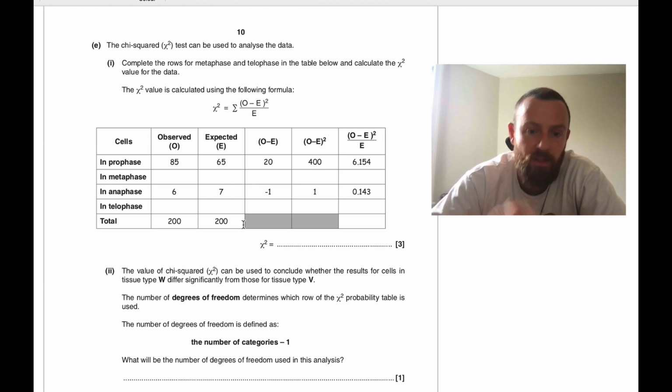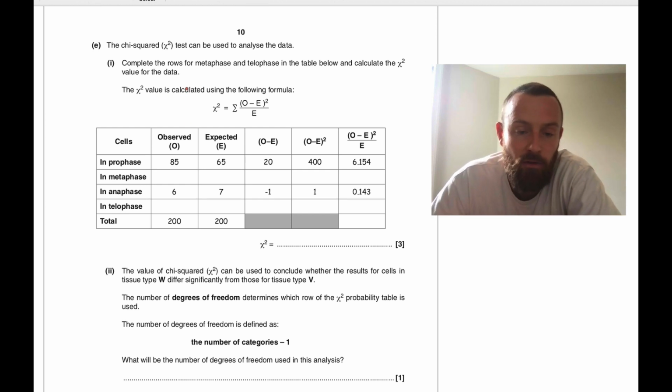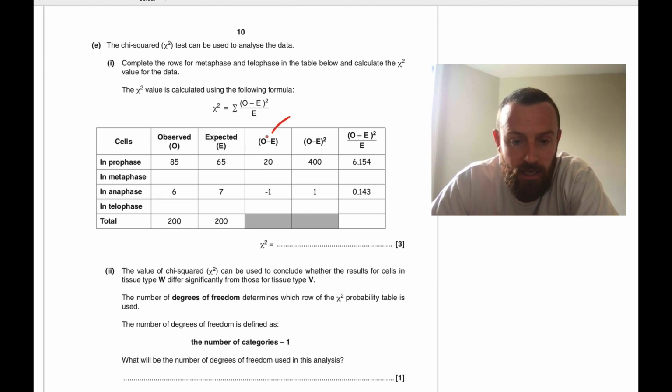Okay, so this formula, let's break it down for my students who haven't looked at this. This is about comparing what you observe with what you expected. So for example, in this case, the prophase, you expected 65, but you observed 85. So there's a difference of 20. So O minus E is the difference, observed minus expected.